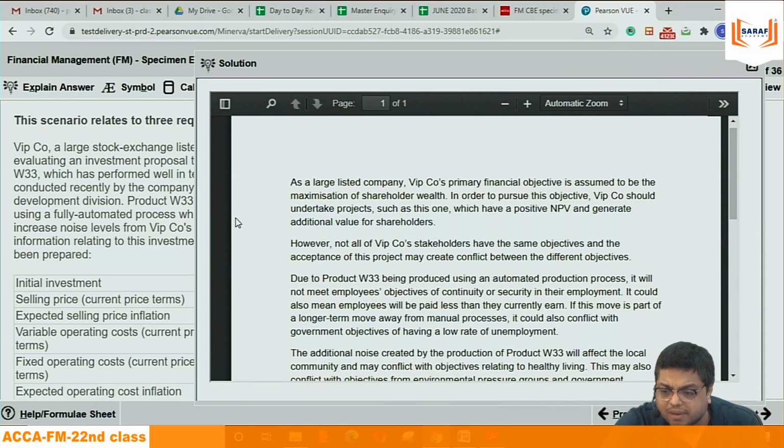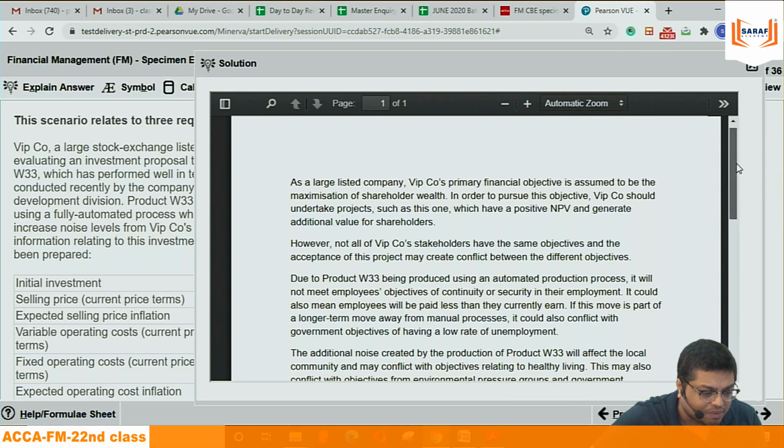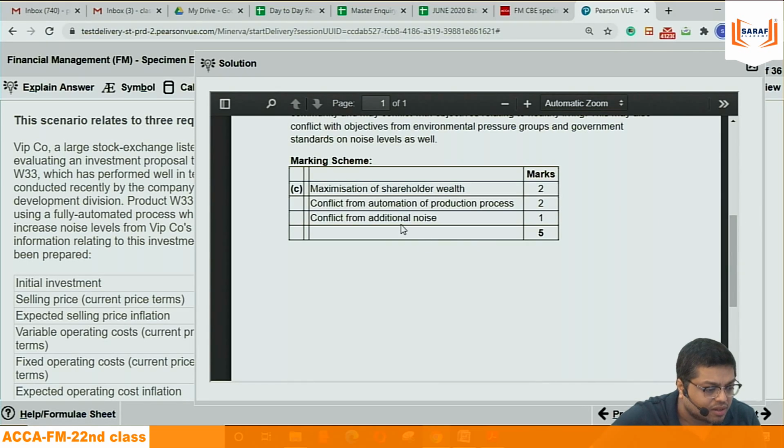As a large listed company, VIP's primary financial objective is assumed to be maximization of shareholders' wealth. If 5 points are there, let me say before reading what they are saying: maximization of shareholder wealth. If a student has written about shareholders, then 2 marks. Conflict from automation of the production process, that means about employees. Conflict from additional noise, 1 mark.